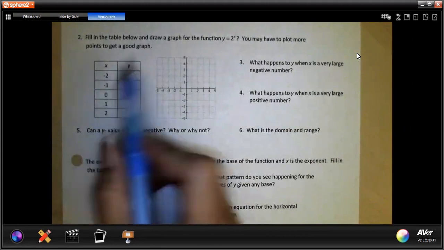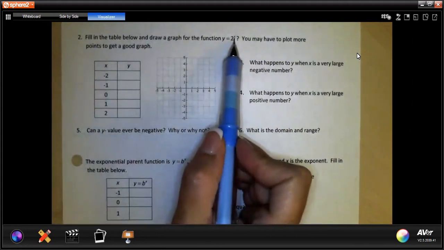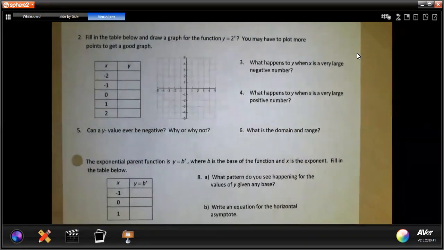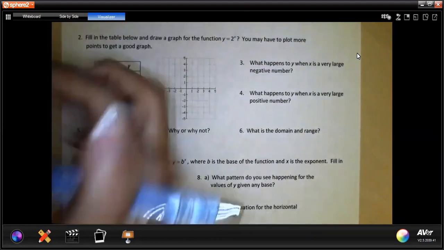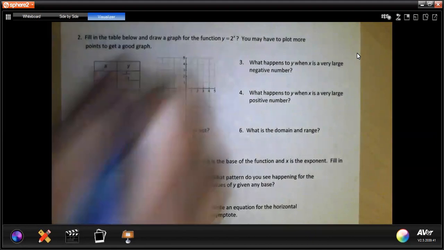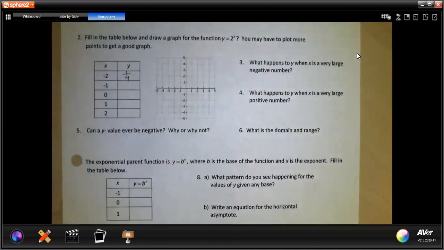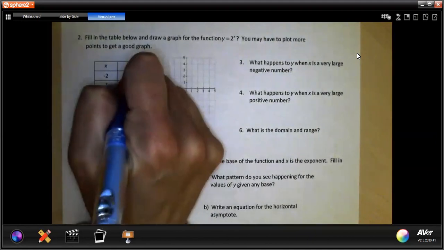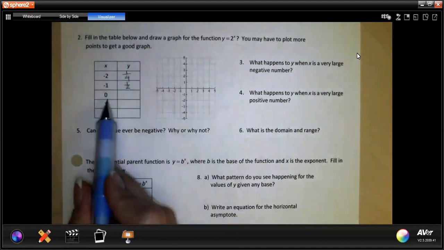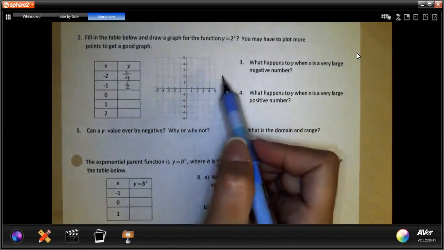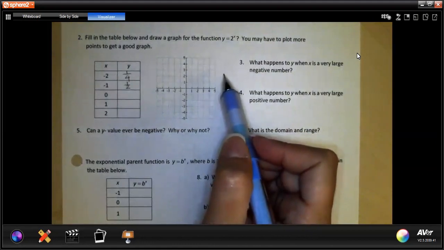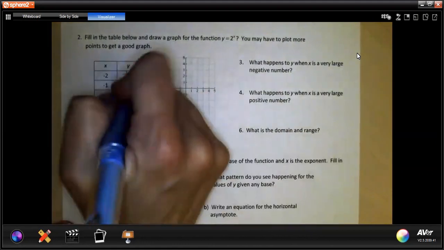If we plugged in -2 for the x, 2 to the -2 power, remember a negative exponent flips it. So that would be 1 over 2 squared. So that is 1/4. If we put in a -1 in the place of the x, we would get 1/2. If we place a 0 in the x there, 2 to the 0 power is 1. Really anything to the 0 power, except for 0, is 1.